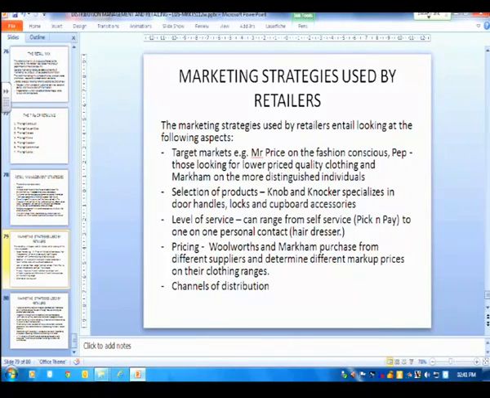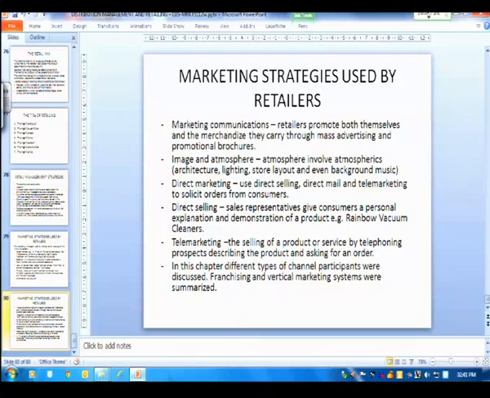Knob and Knocker specializes in door handles, locks, and cupboard accessories. 3, level of service can range from self-service, for example, Pick n Pay, to one-on-one personal contact in a hairdresser. 4, pricing. Woolworths and Markham purchase from different suppliers and determine different markup prices on their clothing range. 5, channels of distribution.